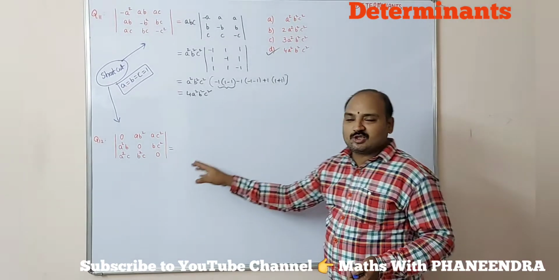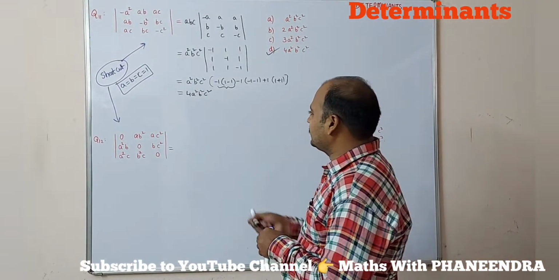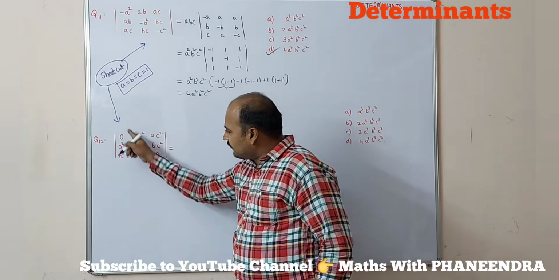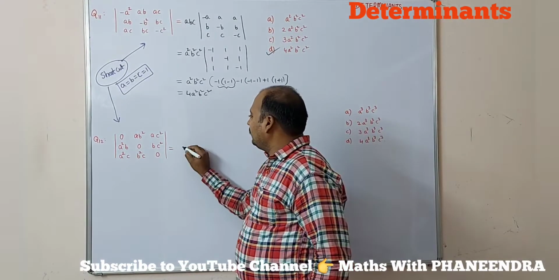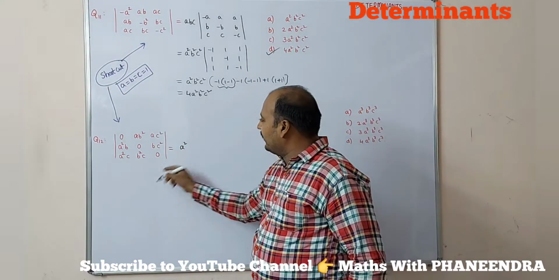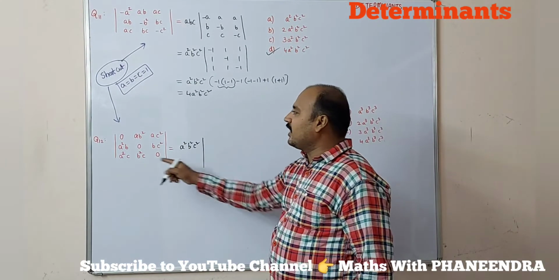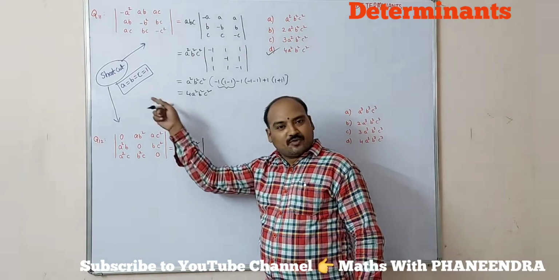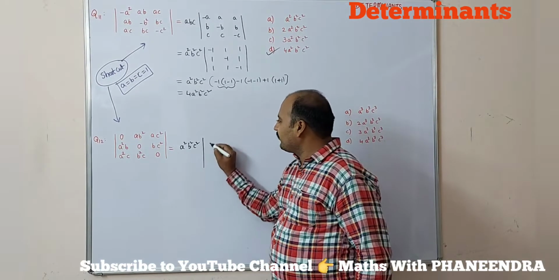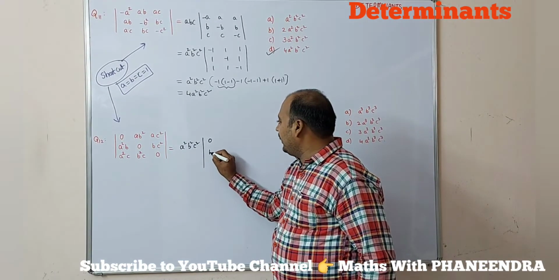But the general method also, I will give here, dear students. In this, in the first column, we are taking common a square. In the second column, b square. In the third column, c square. After taking a square, b square, c square from the respective columns, here, 0, b, c.